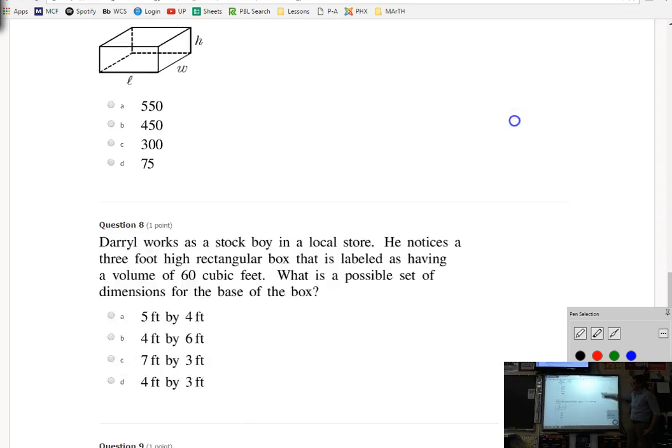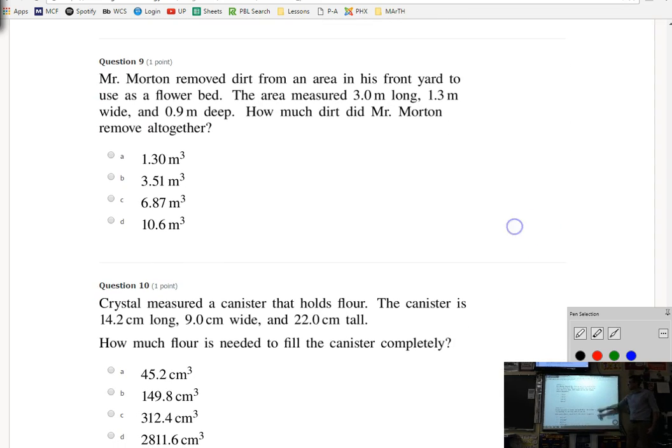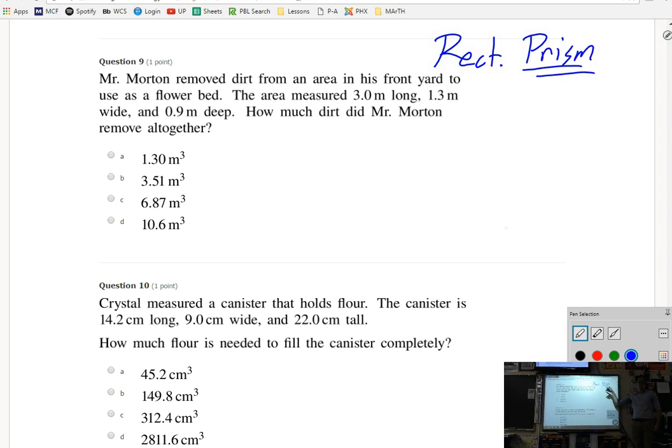Clear. 9. Mr. Morton, actually the name of one of the most popular salt companies, removed dirt from an area in his yard to use as a flower bed. The area measured 3 meters long, 1.3 meters wide, and 0.9 meters deep. If we're not told anything specific, what shape are we going to assume this is? Well, in 3D, it's not a square or a rectangle. It's not a cube because the dimensions are different. Rectangular prism. So I start by thinking, what is it? It's a prism. It's got a rectangle at the base. So if we want how much dirt, is that volume or is it surface area?